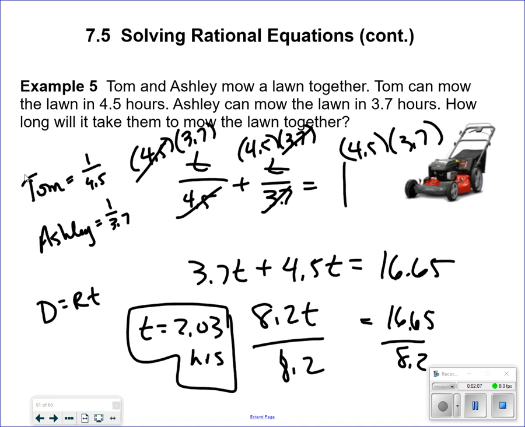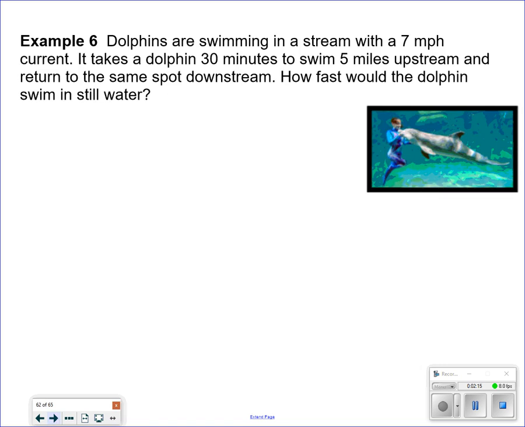So that's one type of word problem we're going to talk about: working together instead of working separately. Next one. Dolphins are swimming in a stream with a 7-mile-an-hour current. So the rate the dolphin goes one direction is x plus 7, and the rate the dolphin goes the other direction is x minus 7. So against the current or with the current. It takes a total time of 30 minutes to swim 5 miles upstream and 5 miles back.